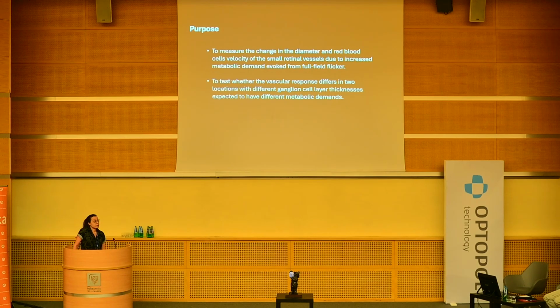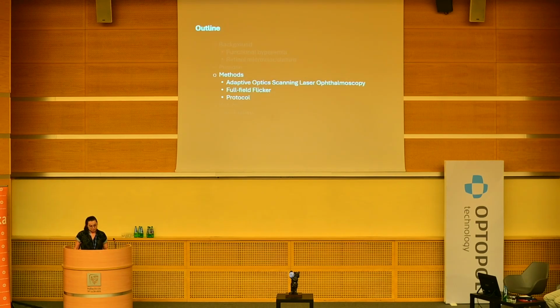The purpose of the study was to measure the change in diameter and the red blood cell velocity of the small retinal vessels due to the increased metabolic demand from full-field flicker. We tested whether the vascular response differs in two locations with different ganglion cell layer thicknesses, expected to have different metabolic demands. Now let's move to the methods.